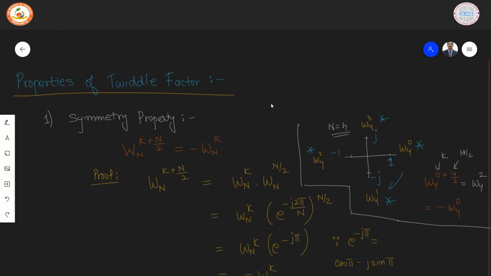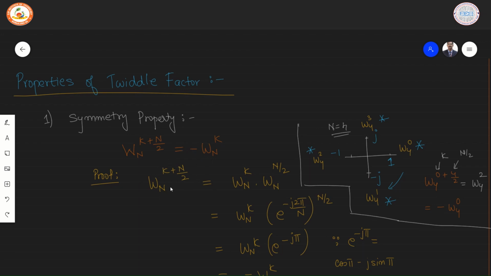Some properties of the Twiddle factor are exploited in order to make the computation of the DFT faster in the FFT method. The first property of the Twiddle factor is called the symmetry property. The meaning of the symmetry property is that W_N to the power of (k + N/2) is equal to minus W_N to the power of k.